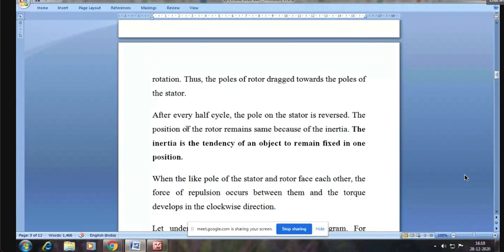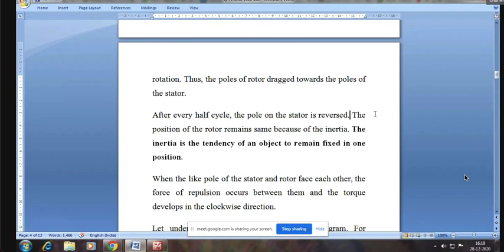After every half cycle, the pole on the stator is reversed. You see, if the pole on the stator is also static, that means its polarity will not change, similar to the rotor, then this kind of attractive force will be continuously present, and that makes the torque also unidirectional, and hence the motor would rotate in one direction constantly.